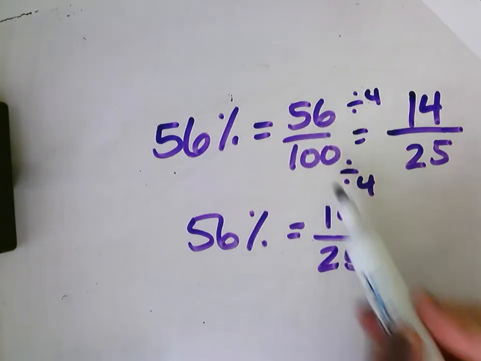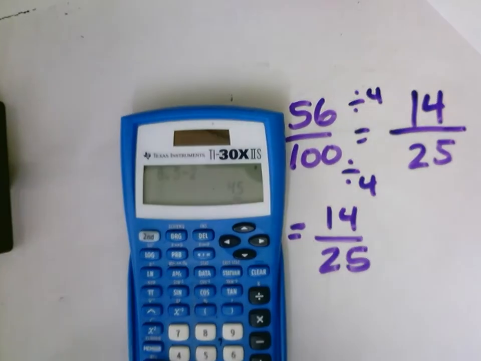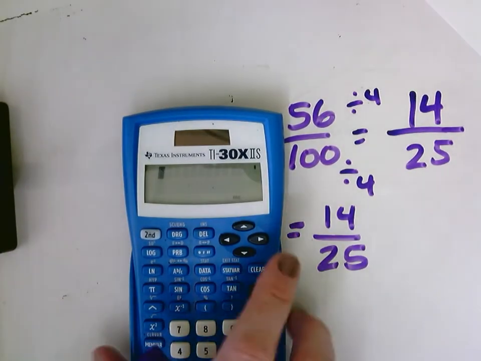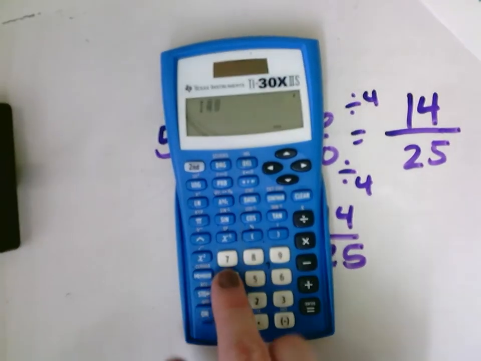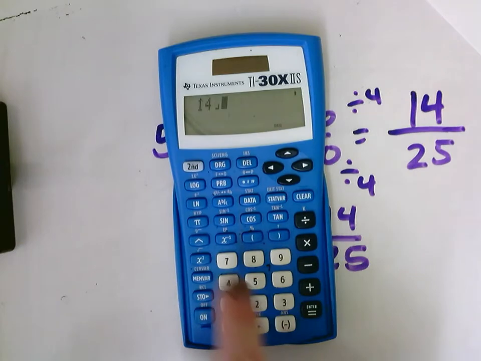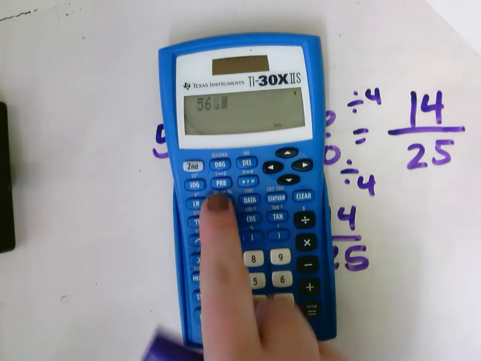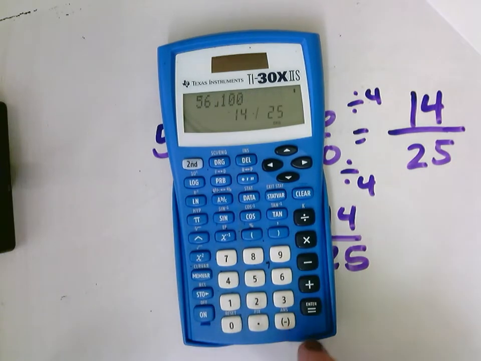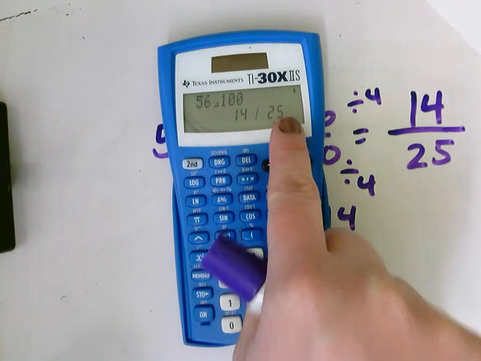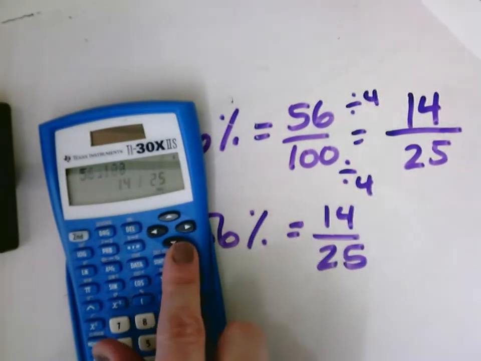56 over 100, I can simplify it. I can divide with this. I can even use simplify on my calculator to do that as well. If you remember how we can put in 56, 14, hit that ABC button. Wait, hold on, let me do 56 over 100 equals, and there I have 14 25ths. So I can use my calculator to simplify my fractions as well.